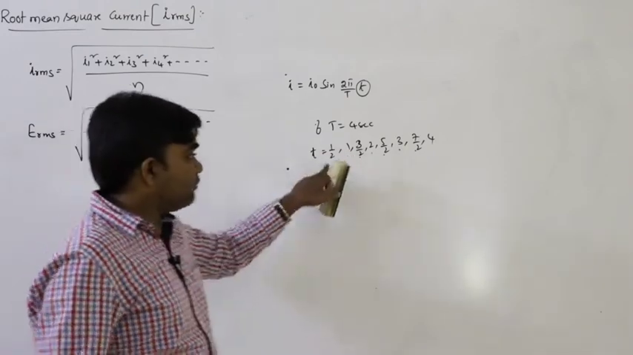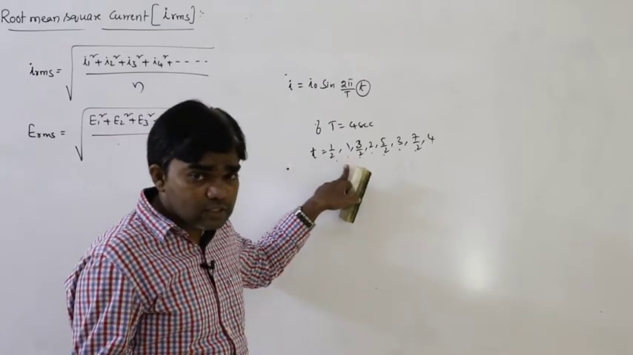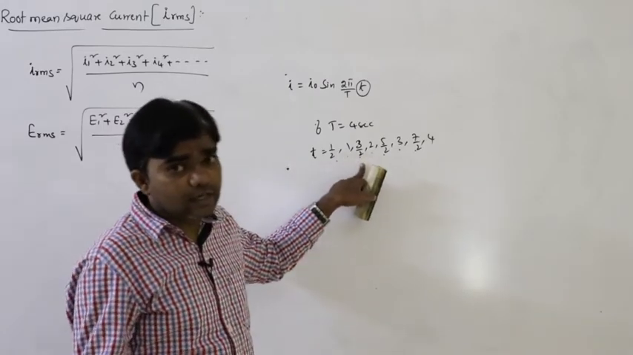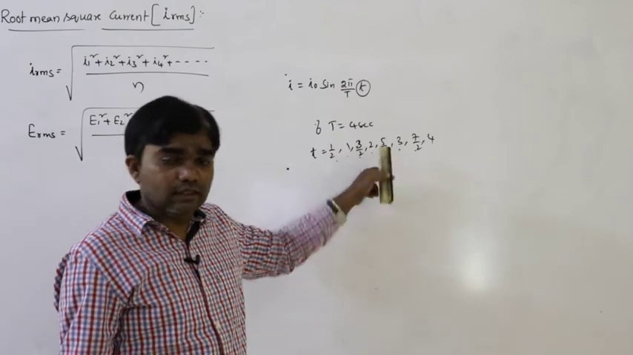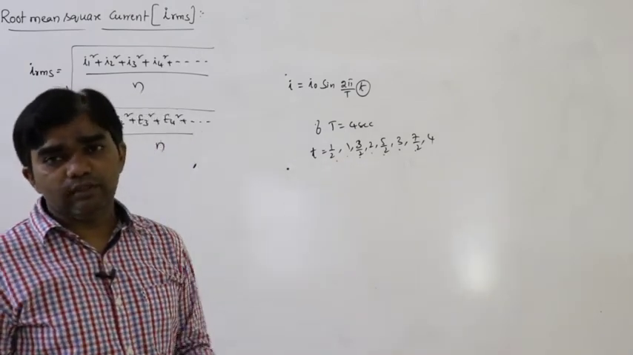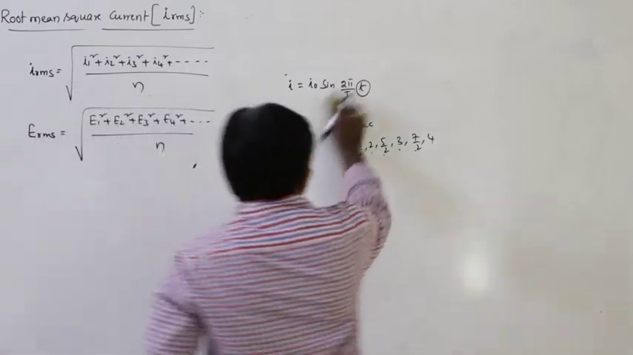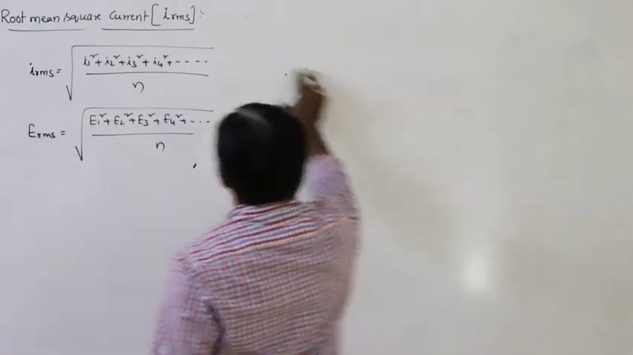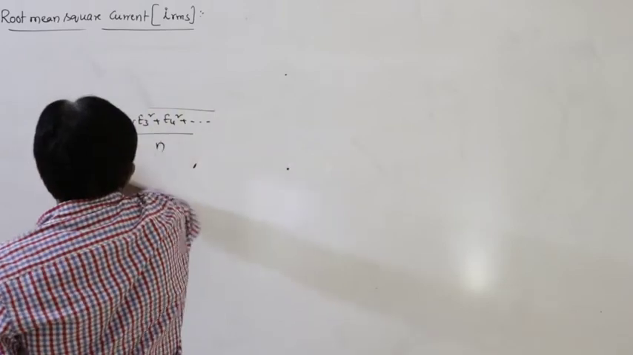So after half second, what is the current? After 1 second current, after 3 by 2 seconds current, after 2 seconds, what is the current? Like that we can calculate. Those are I1, I2, I3, I4 like that. So now the mathematical derivation. According to the definition we can write this.